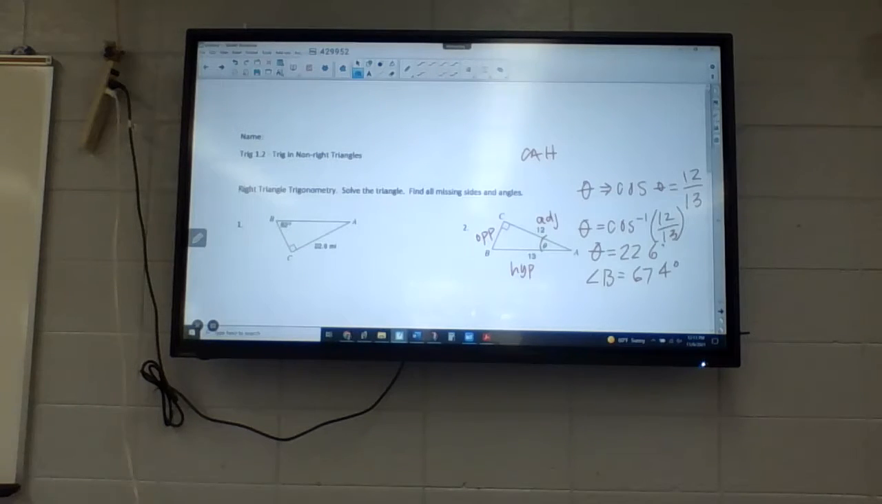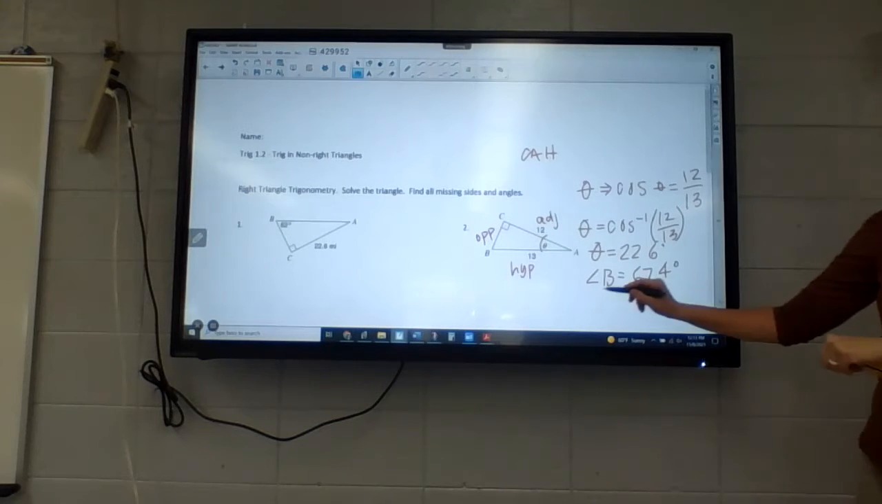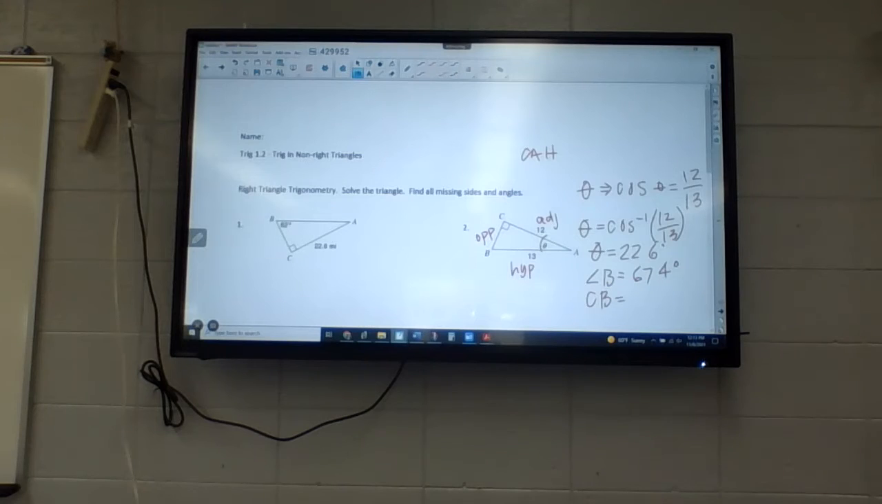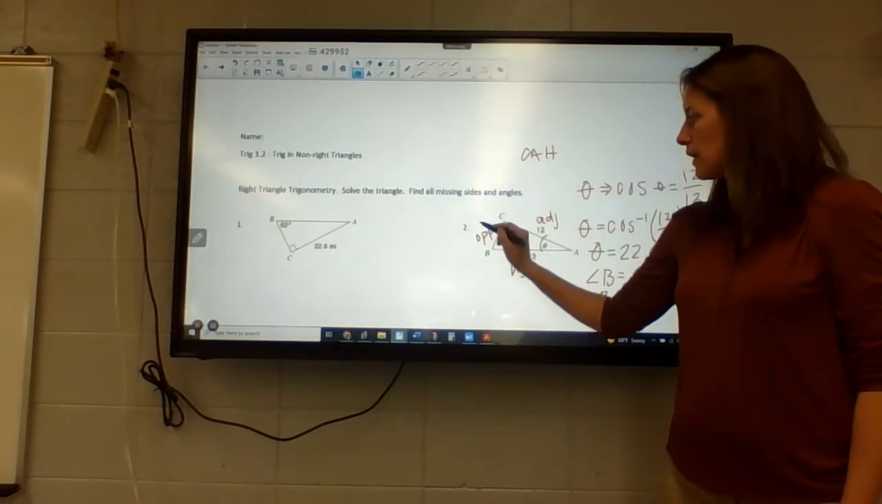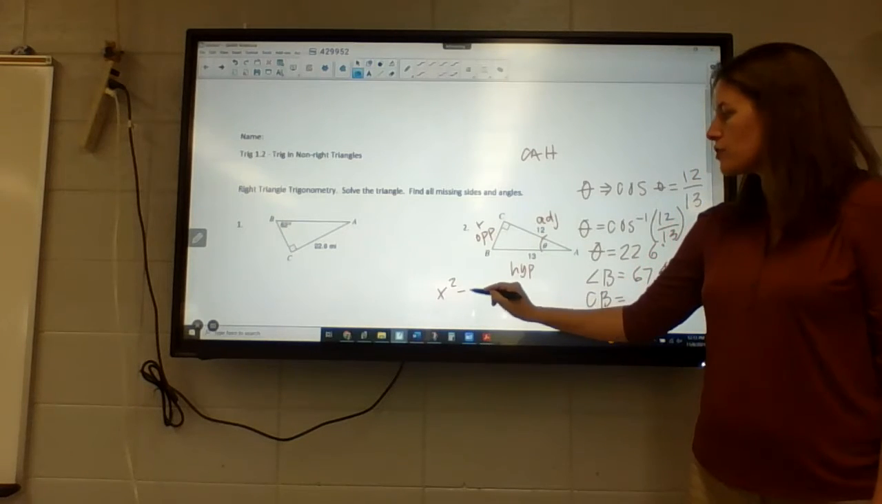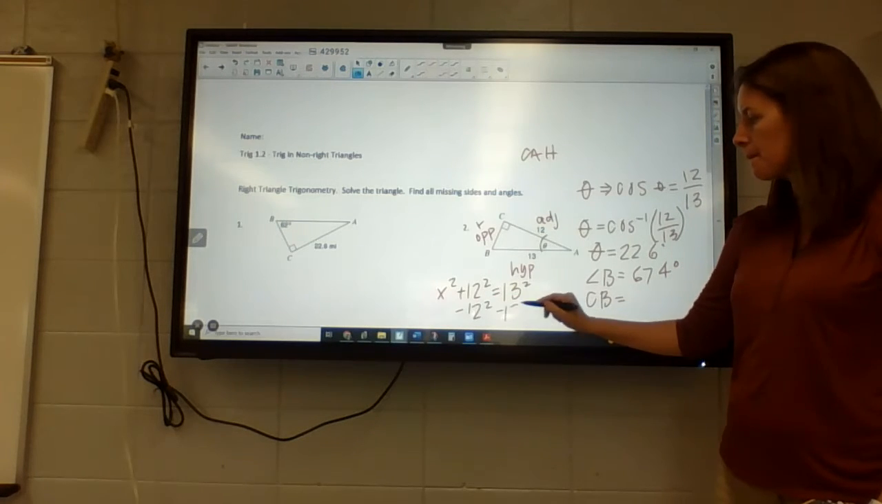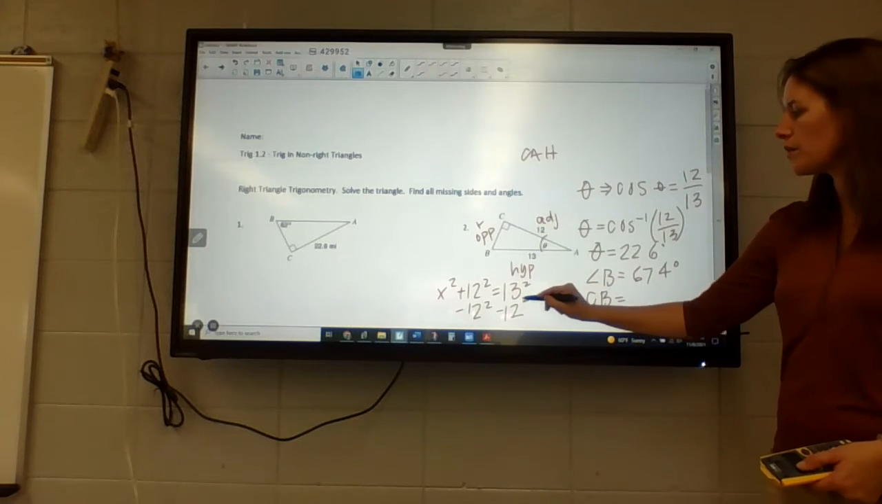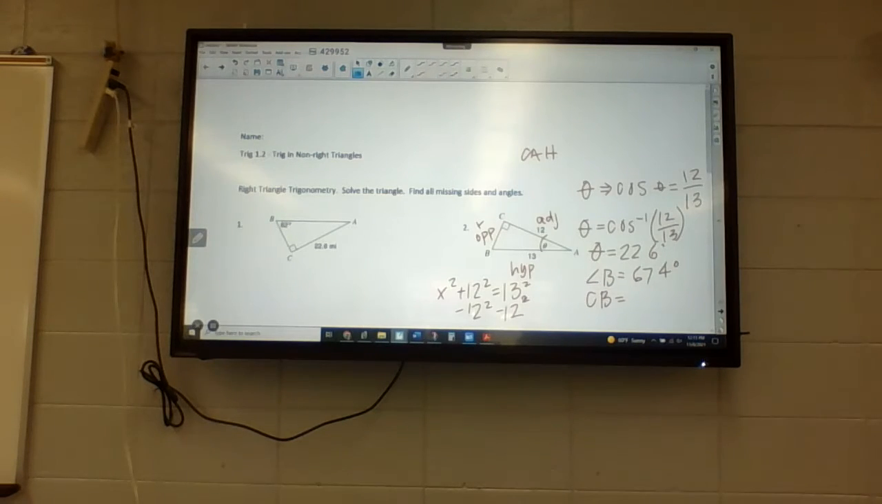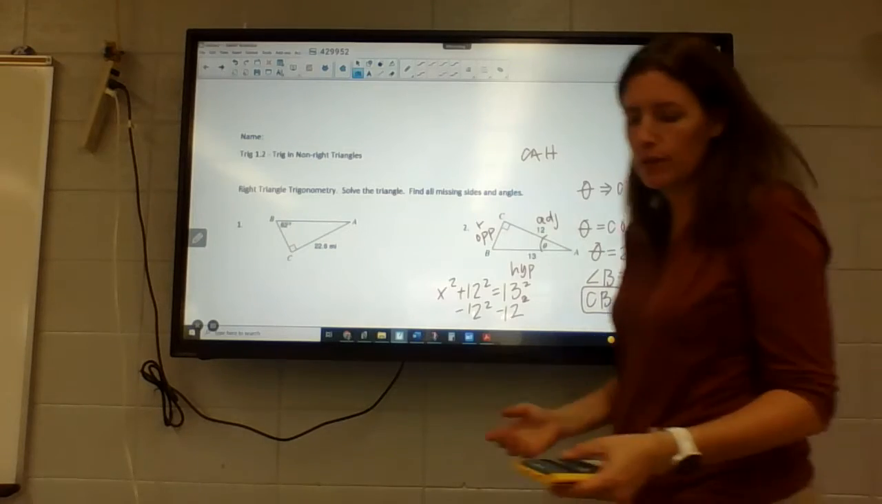And then to find that opposite side, the other side that's missing, which is CB, I have to do Pythagorean theorem or trig. It's up to you guys. Since the angle's a decimal, I would probably do Pythagorean theorem. So this is my x squared plus 12 squared will equal 13 squared. And I believe this is a special right triangle, so it works out nicely. So CB ends up being 5. Right, so we've found all those missing sides and angles of our right triangle.